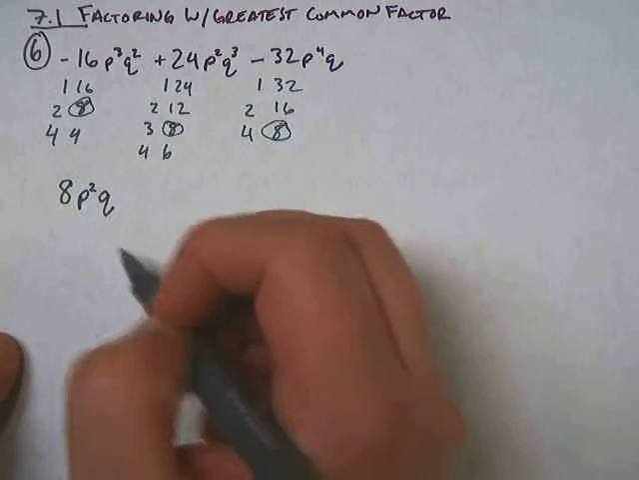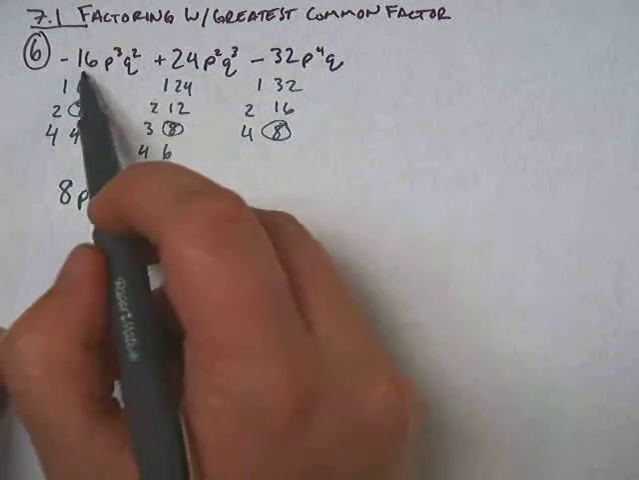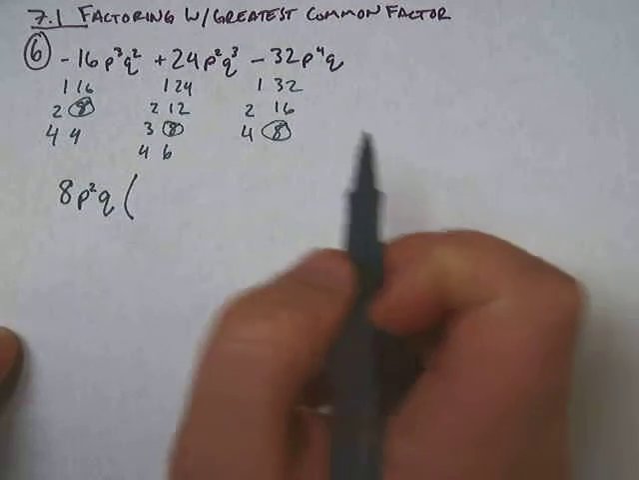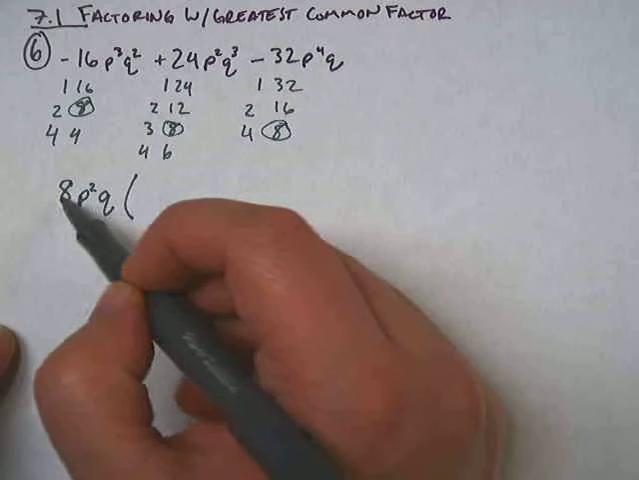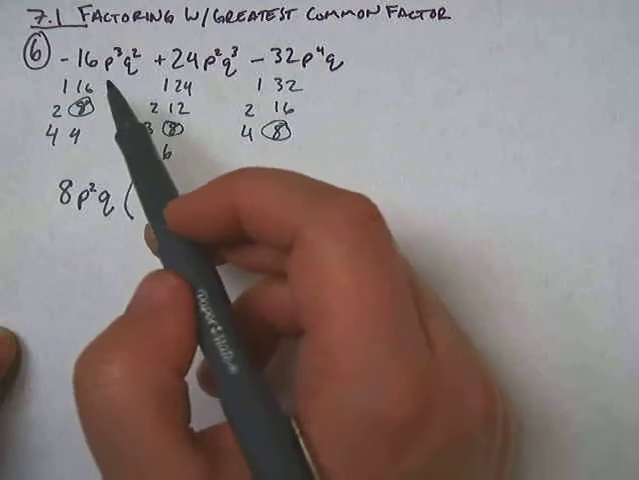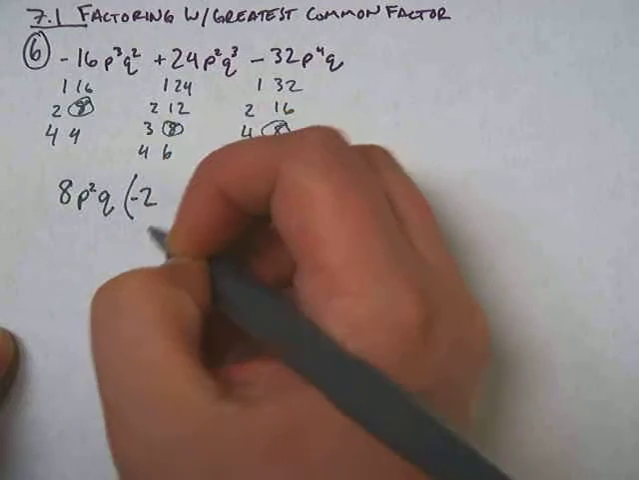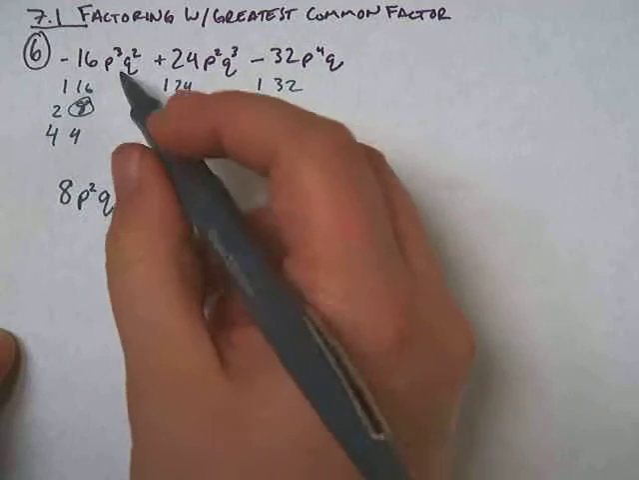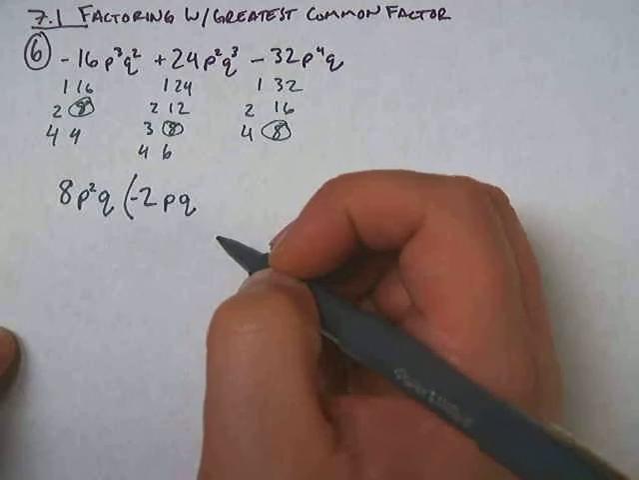So we're not done just at this step. From here, we have to figure out what we would multiply by this in order to get our original expression. So in order to do that, we just have to take each individual term and divide it by this. We see what's left over if we divide this away. So we just divide each thing individually by this. So negative 16 divided by 8 is negative 2. P cubed divided by p squared is p. And q squared divided by q is q. Because when we divide, we just subtract the powers.